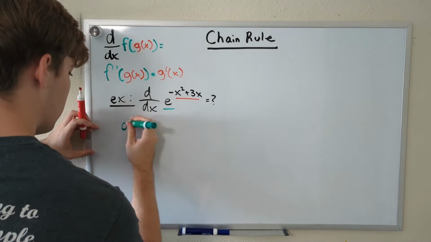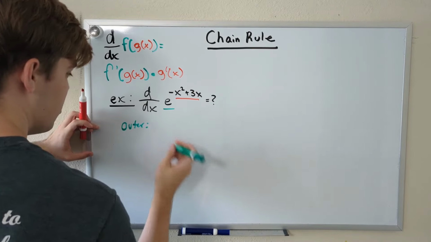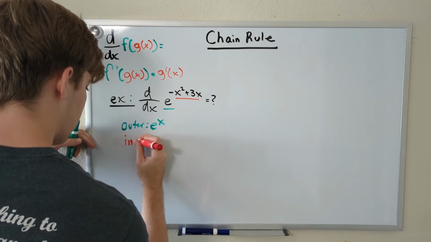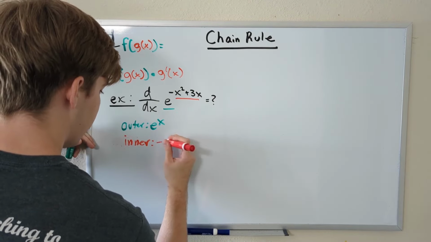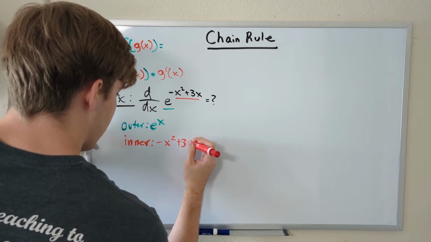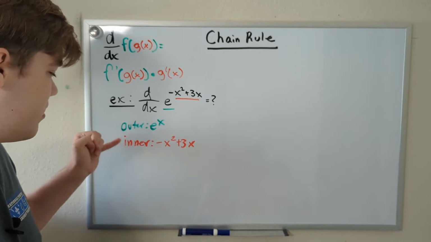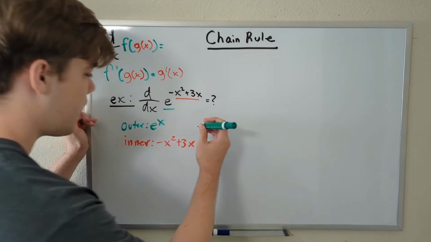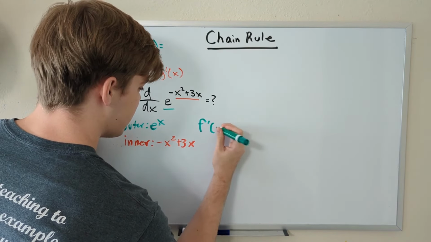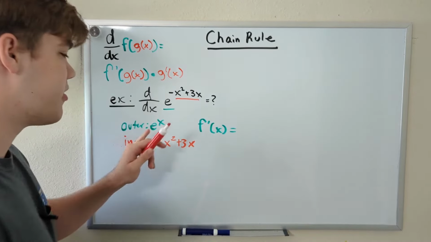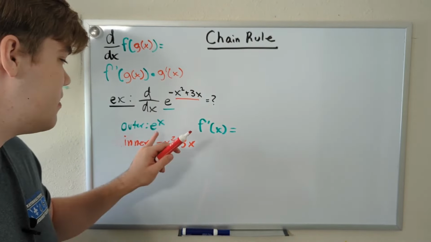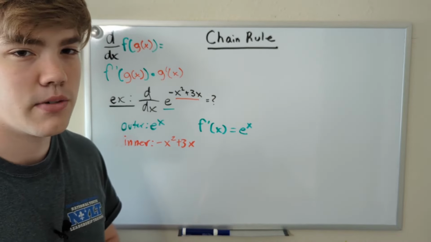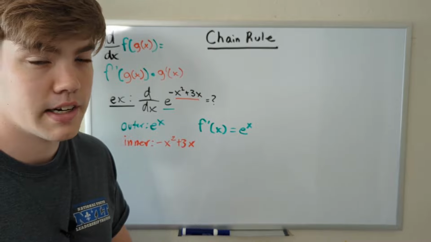Our outer function is equal to e to the x. And our inner function is equal to negative x squared plus 3x. Knowing this, we can now find the derivative of each of these and then plug it into the chain rule once again. First of all, f prime of x, in other words, the derivative of the outer function, is equal to the derivative of e to the x. And the derivative of e to the x is just e to the x. This derivative is probably the single easiest one to remember, and you should absolutely know it. It comes up quite often.